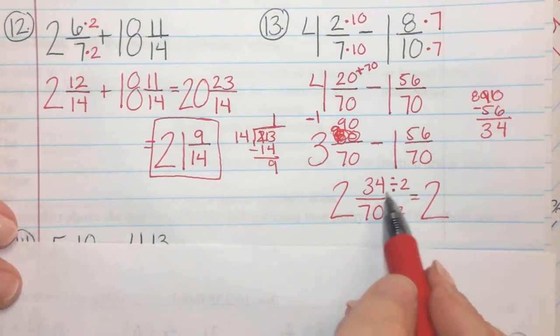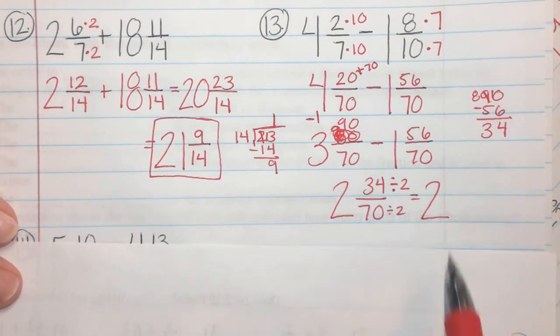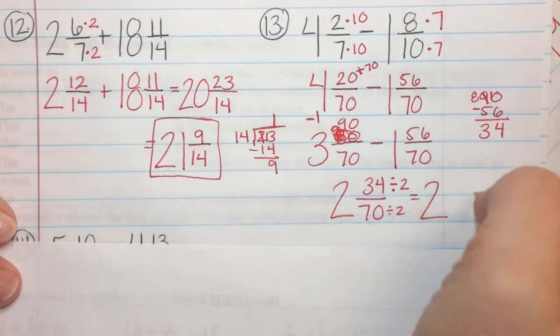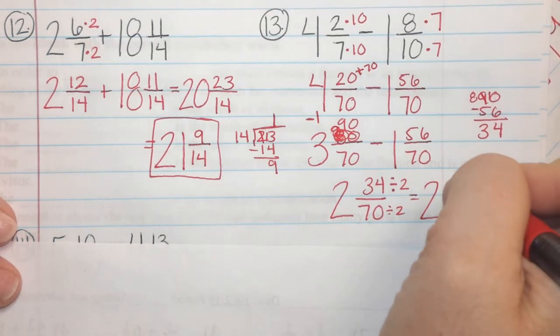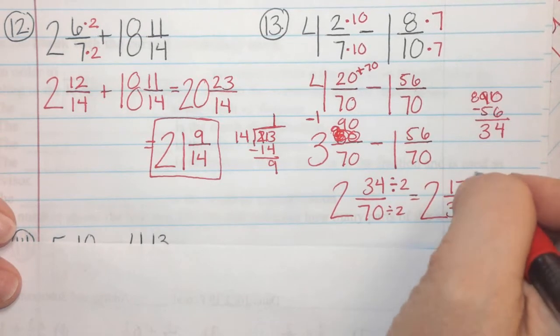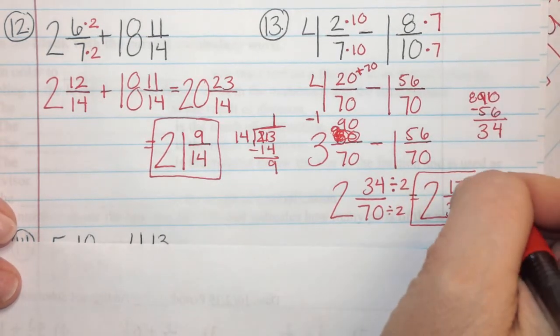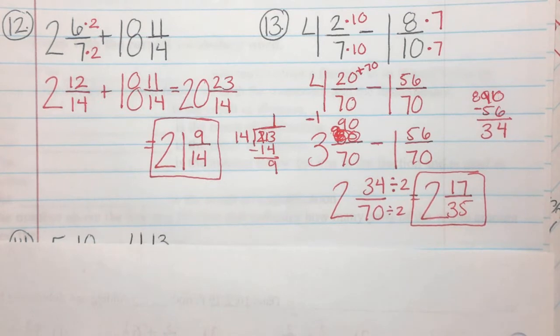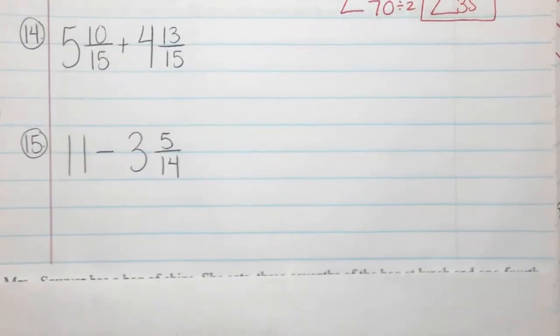All right, so here, 34 divided by 2. What's that going to give me, Mason? 17 over 35. And that will not simplify anymore. Okay? Now, we did that kind of quickly. Are there any questions about number 13? All right. Please remember, guys, if you got stuck on this one or were confused, you can go back and look at it tonight. All right, 14 and 15.